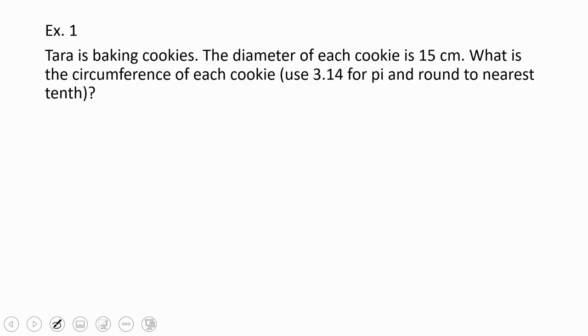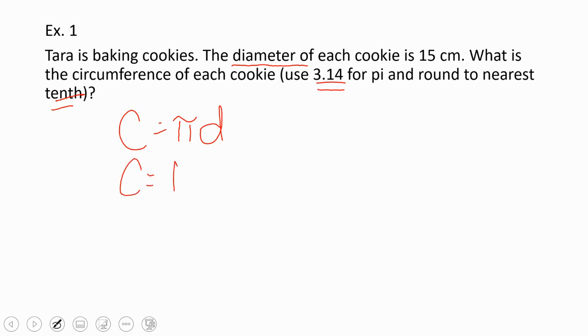Alright, so here we have Tara baking some cookies. The diameter of each cookie is 15 centimeters. We want to know what the circumference of each cookie is. So the circumference is equal to, now here we are given the diameter, so we're going to use pi times d. It wants us to use 3.14 for pi and round to the nearest tenth.